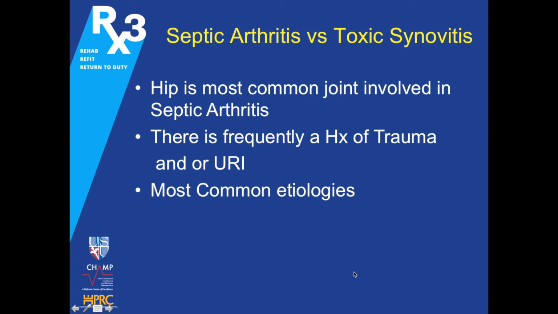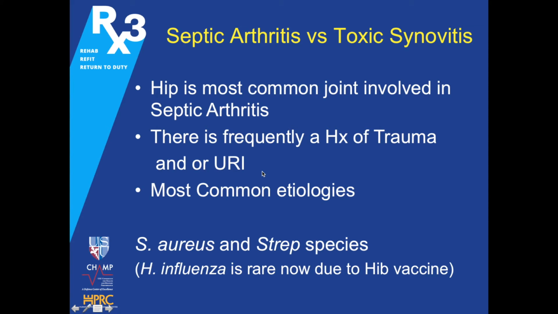And so really your big question is differentiating septic arthritis versus toxic synovitis, realizing that the hip is the most common joint to be involved in septic arthritis. Remember, we talked about a history of trauma and/or upper respiratory infection because of that transient bacteremia. The common bacterial etiologies for septic hip are Staph aureus and strep. Fortunately, H. flu is rare now due to our Hib vaccine.